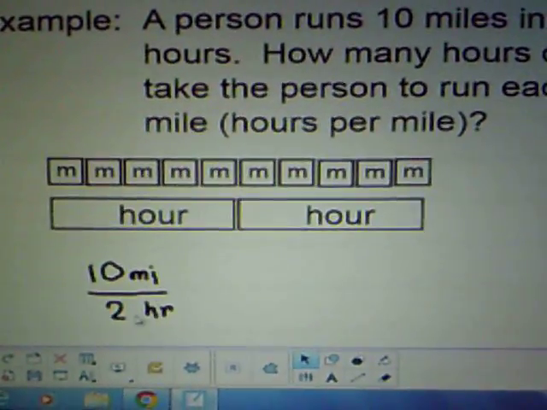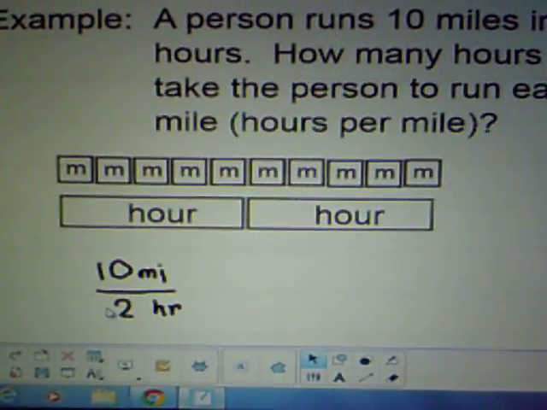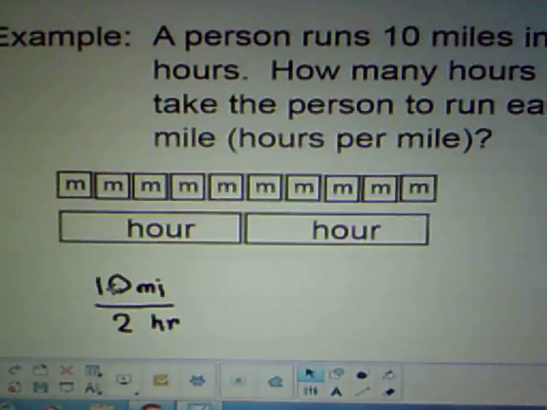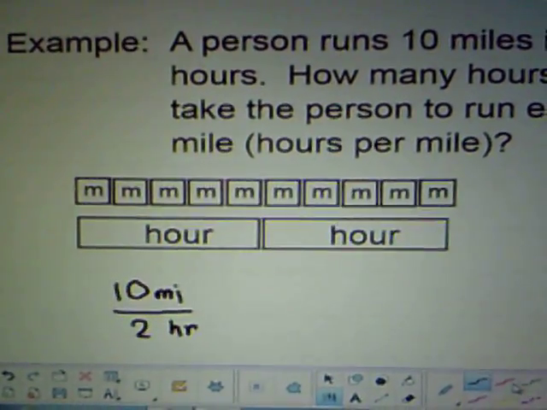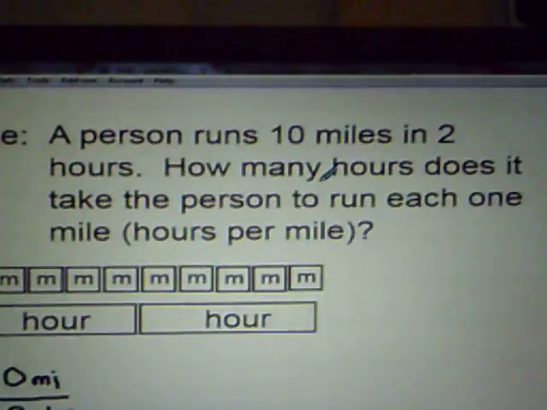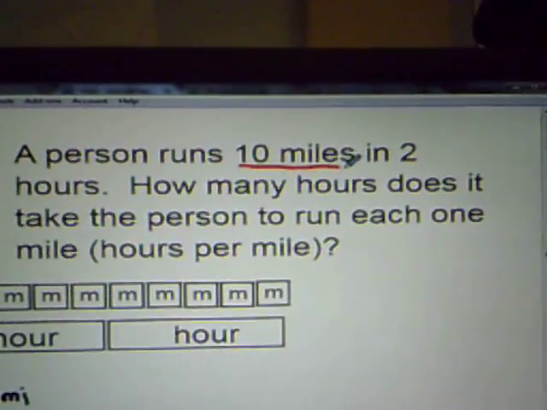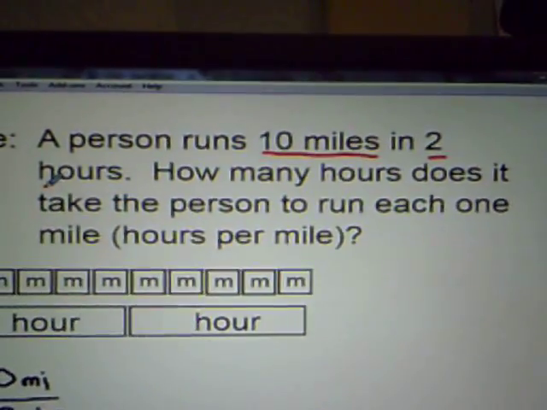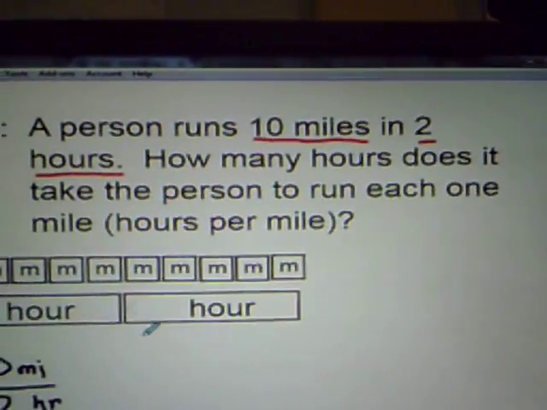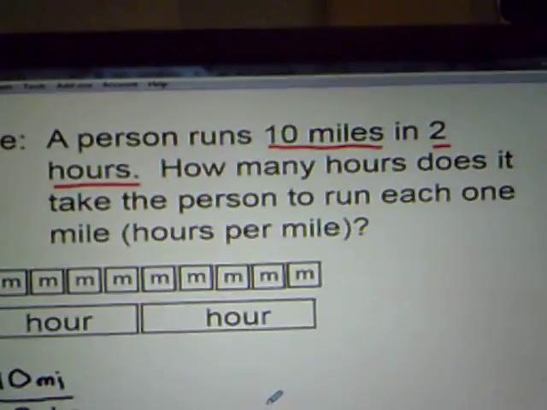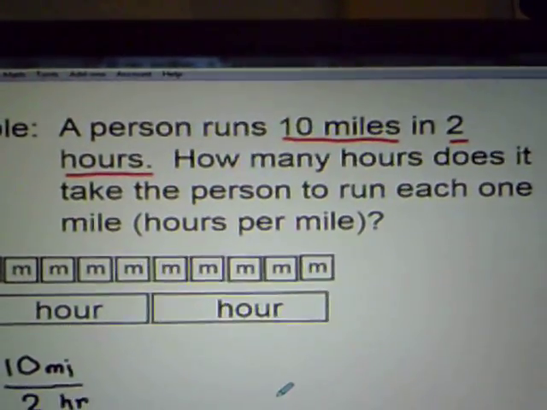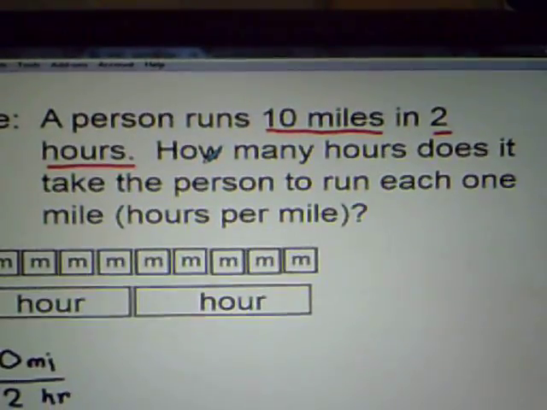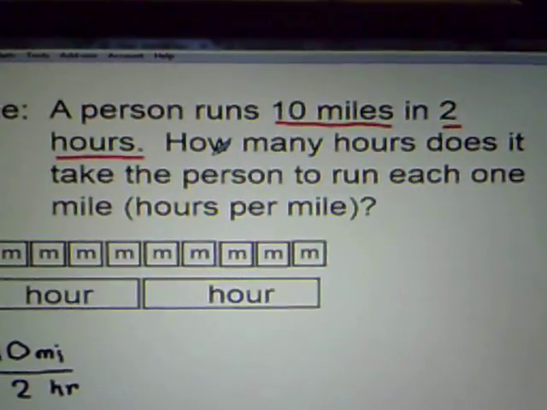This is just a ratio. This is not a unit rate yet because neither of these numbers is a 1. So this is just our starting ratio, and we got this from the problem. The person runs 10 miles in 2 hours. Now we must read the question. It's very important to read the question because we're going to change the question slightly from the last example.